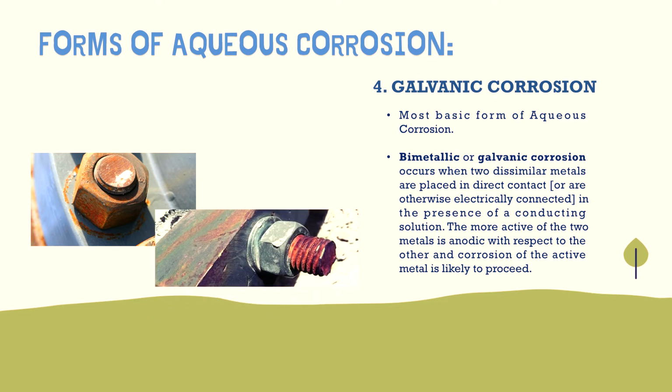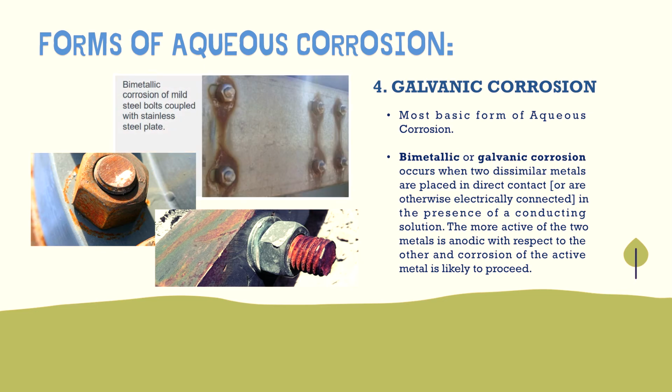As observed from the figures, there are two different metals in contact with each other, and one of the two metals is considered active, and the active metal will probably experience corrosion. Another example of galvanic corrosion is mild steel bolts coupled with a stainless steel plate.